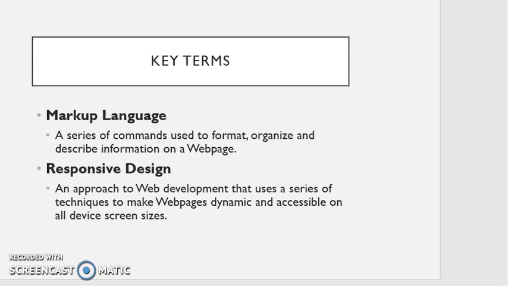As you may have noticed, we do have some key terms in this one. Some key terms here: markup language. This is a series of commands used to format, organize, or describe information on a web page. And we also have responsive design. This is an approach to web development that uses a series of techniques to make web pages dynamic and accessible on all device screen sizes. Essentially, markup languages are commands that allow information to be described and appear on a web page. The markup language is the language that allows web design to take place.